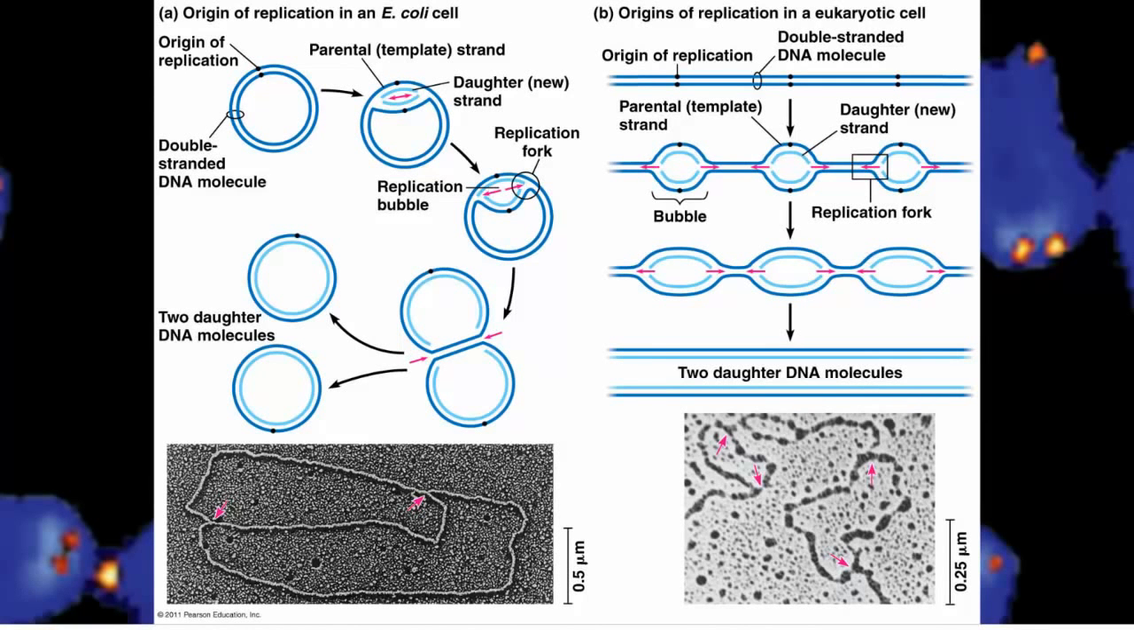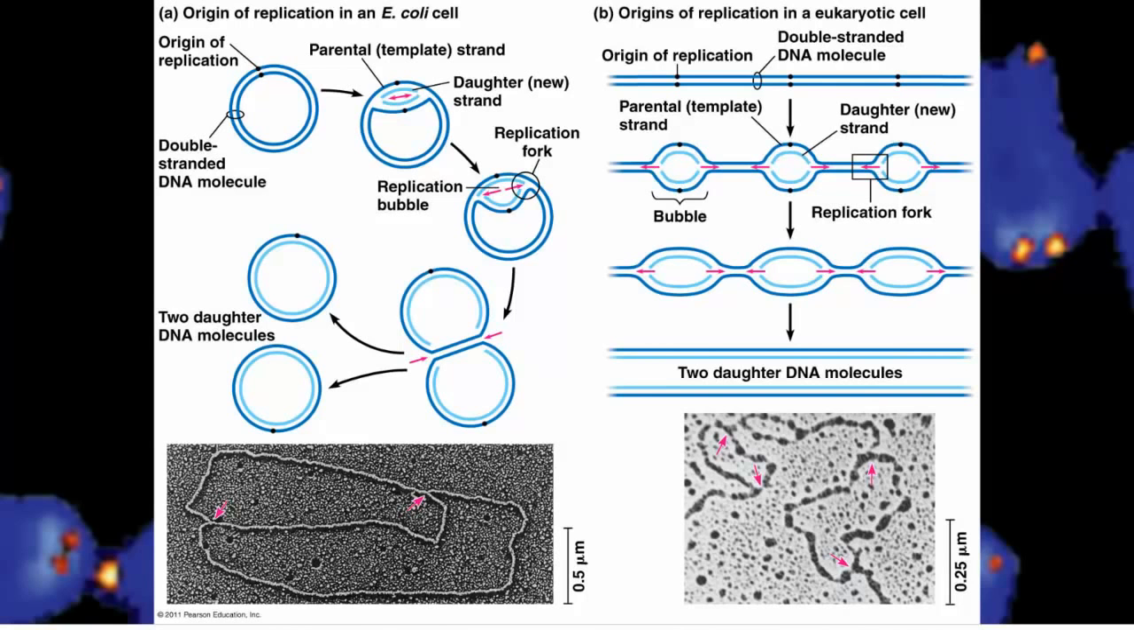Here is a review of what we just saw in the video. On the left is prokaryotic replication. Remember that prokaryotes have one circular chromosome, and that replication proceeds around that chromosome until two new circular chromosomes are produced. On the right is an example of eukaryotic replication.